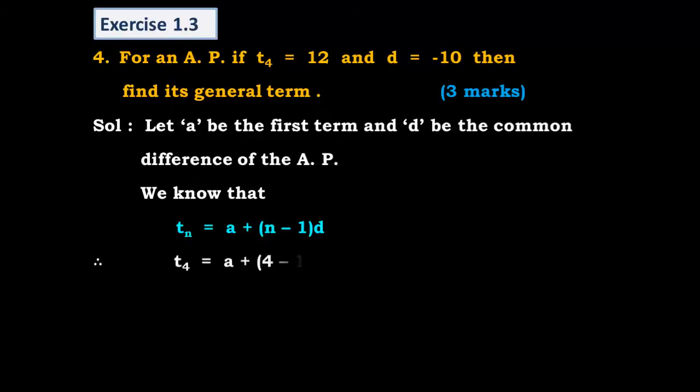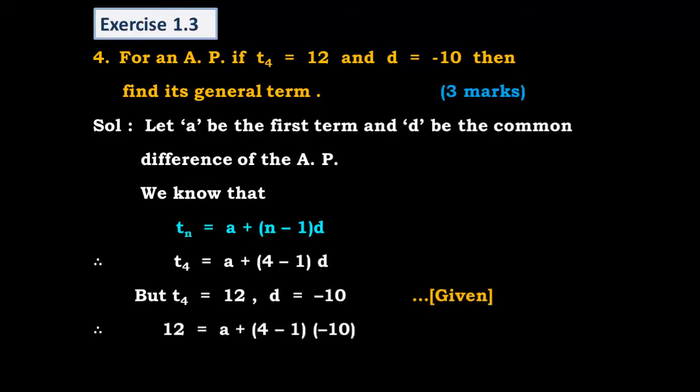So T4 is equal to A plus 4 minus 1 into D. But T4 is equal to 12 and D is equal to minus 10. So 12 is equal to A plus 4 minus 1 into minus 10. Now solve this equation, we will get A. So 12 is equal to A, 4 minus 1 is 3, 3 into minus 10, minus 30. So A is equal to 30 plus 12, that is 42.